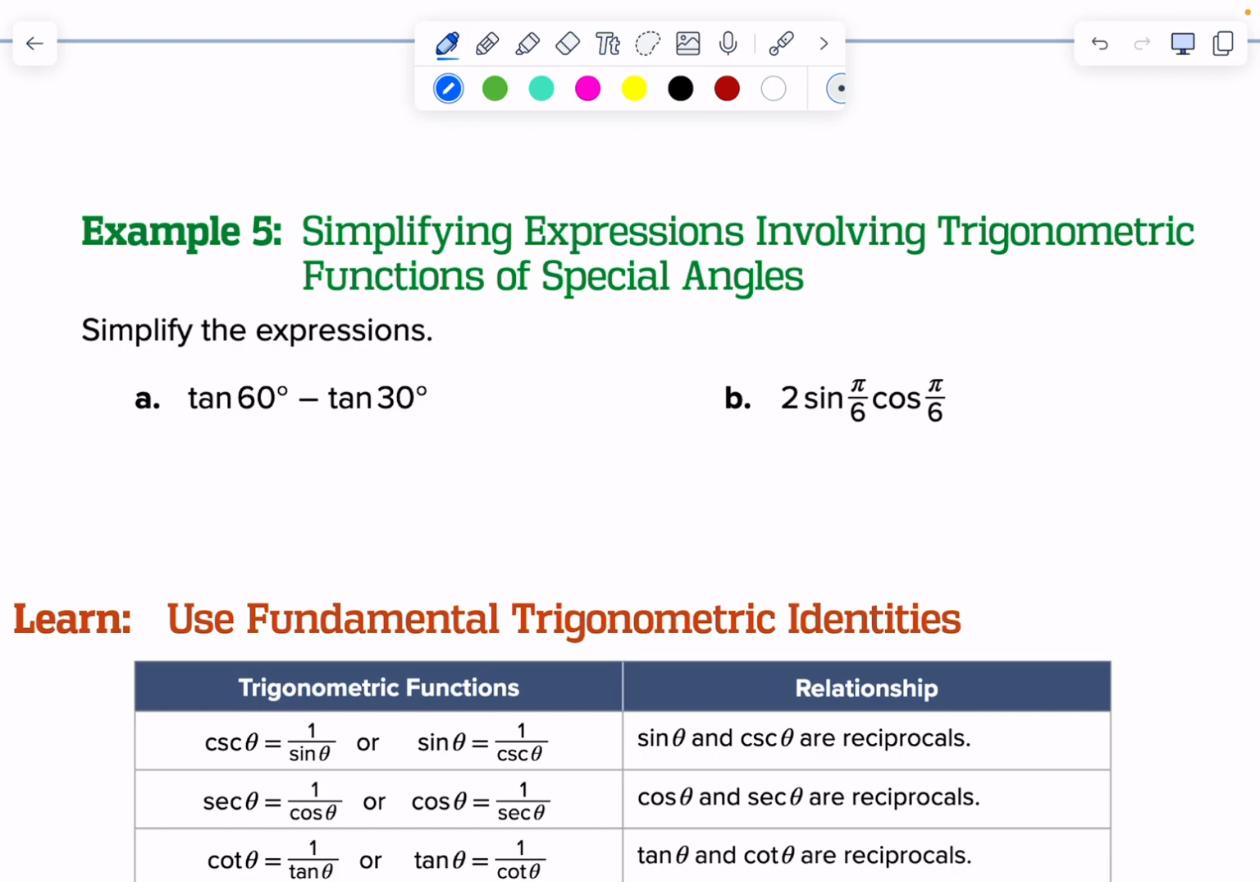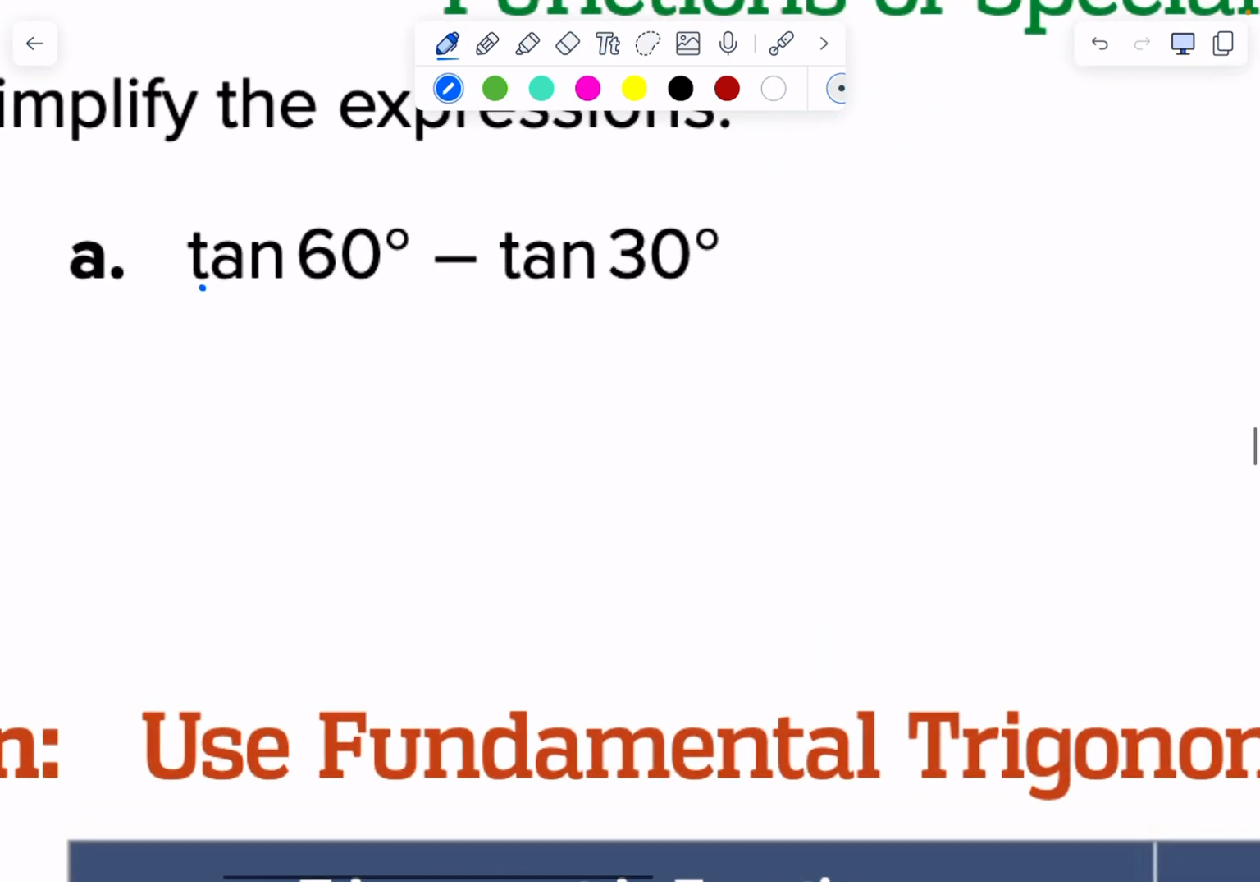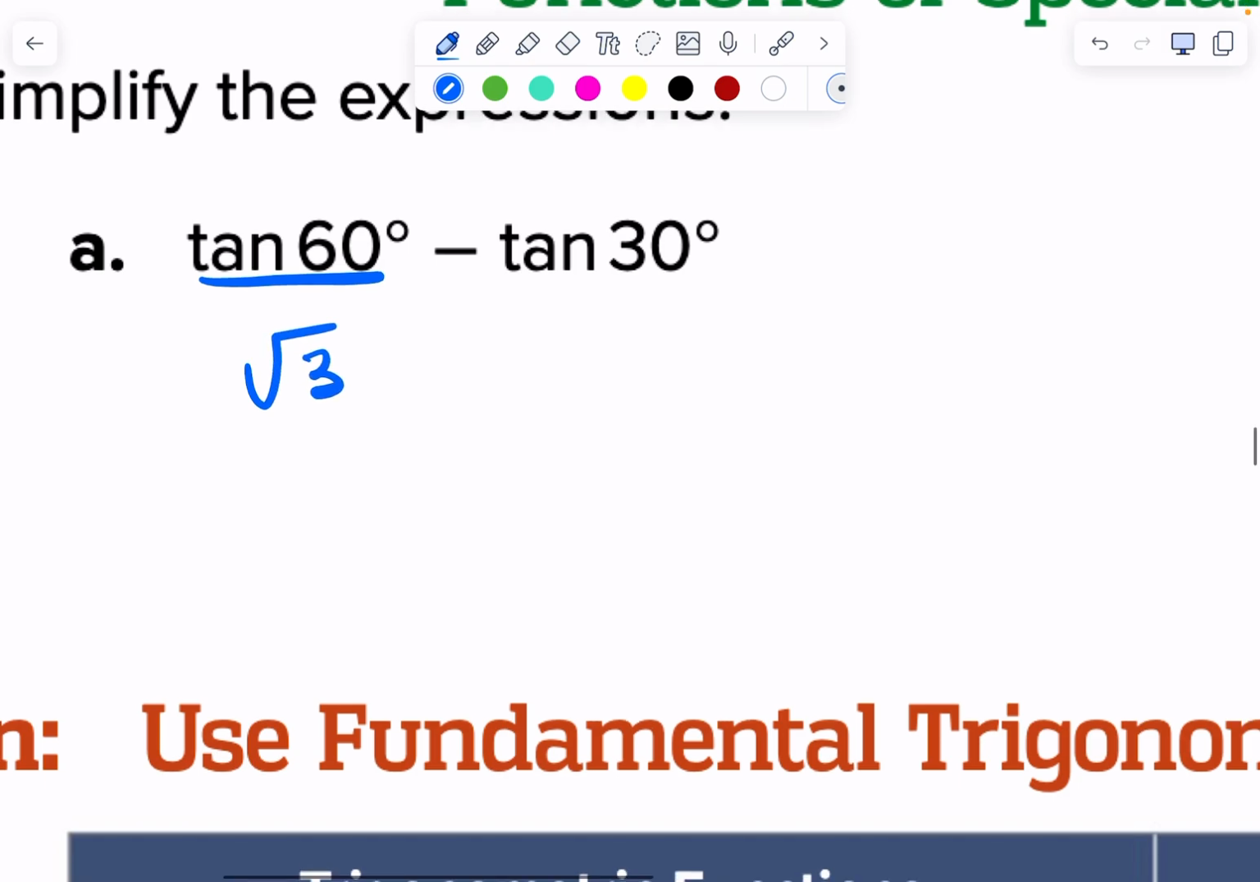Part A, tangent of 60. Find 60 degrees in your unit circle. It's in the first quadrant. What is tangent of 60 degrees? It's the square root of 3. Yes, that's what I want. Okay, now find tangent of 30 on your unit circle. The square root of 3 over 3. Okay.